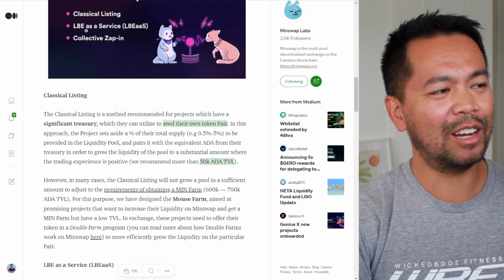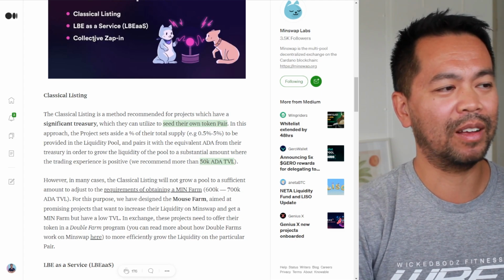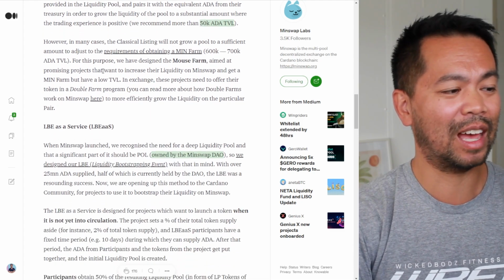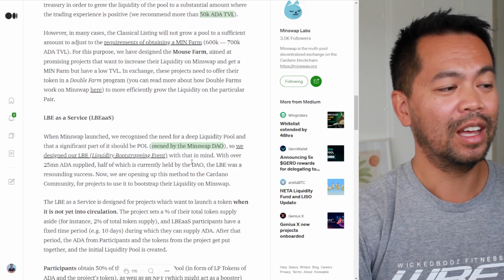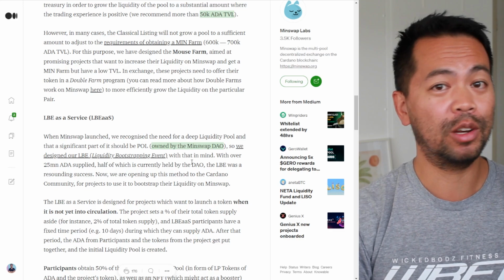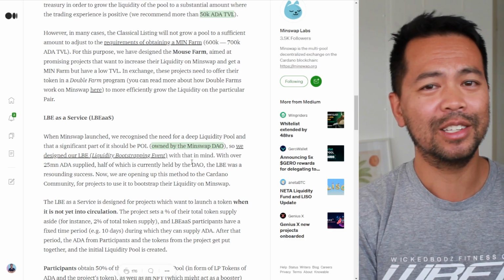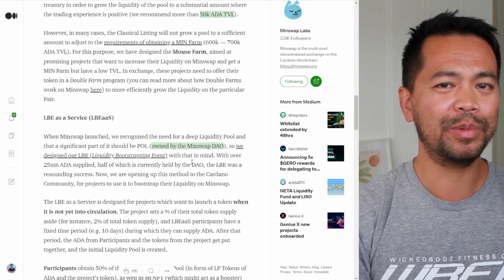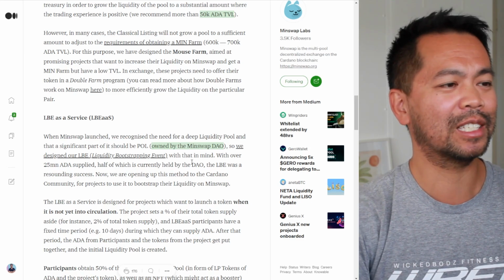But the other ones here as well, we have the liquidity bootstrapping event as a service. So that is working for a lot of projects as well. But the Minswap DAO will actually own a certain percentage of those tokens. So just keep that in mind. Different options here will work for different projects.